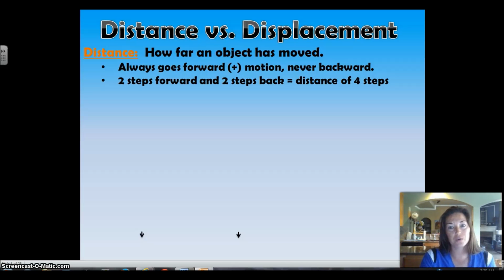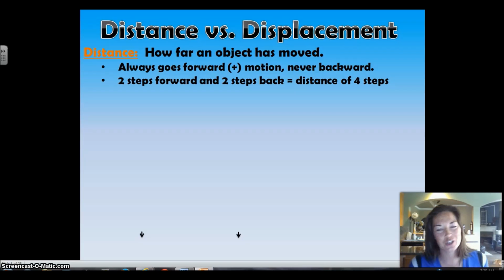Even though you went forward and back, you don't add and then subtract those steps. You keep on adding distance. If you then took 2 additional steps, then your total distance would be 6 steps. And no matter how many steps, no matter if you were going forward or backward, your distance would just keep increasing and increasing and increasing.